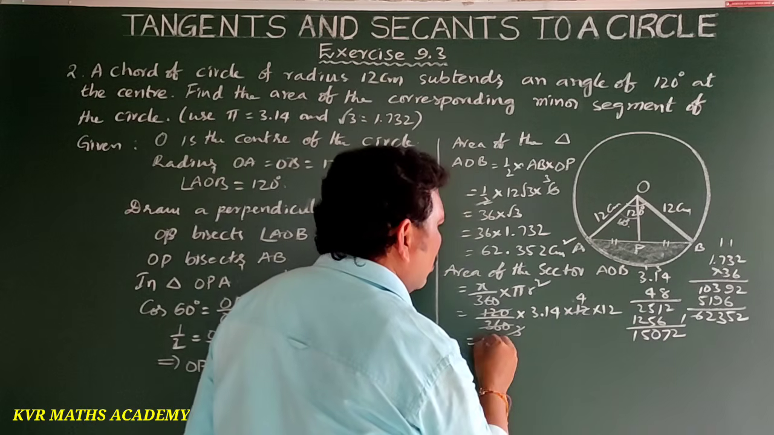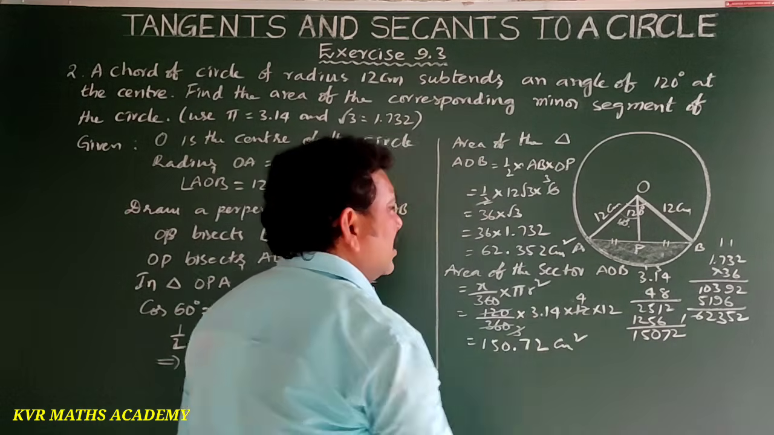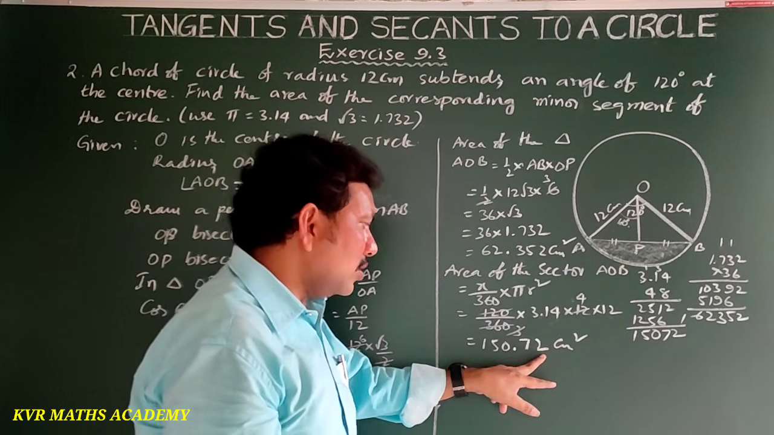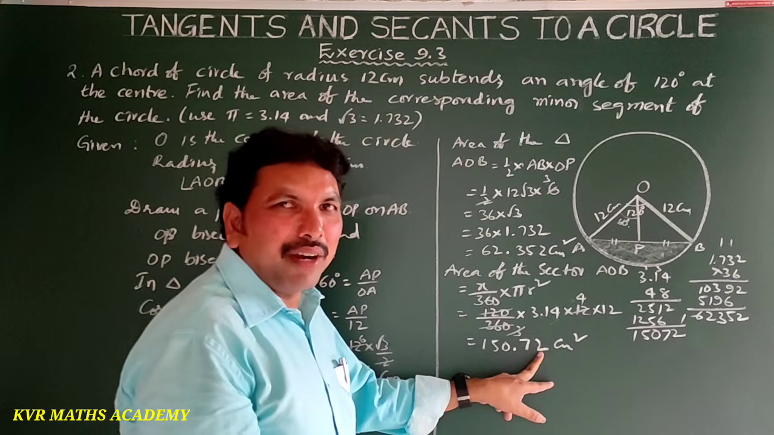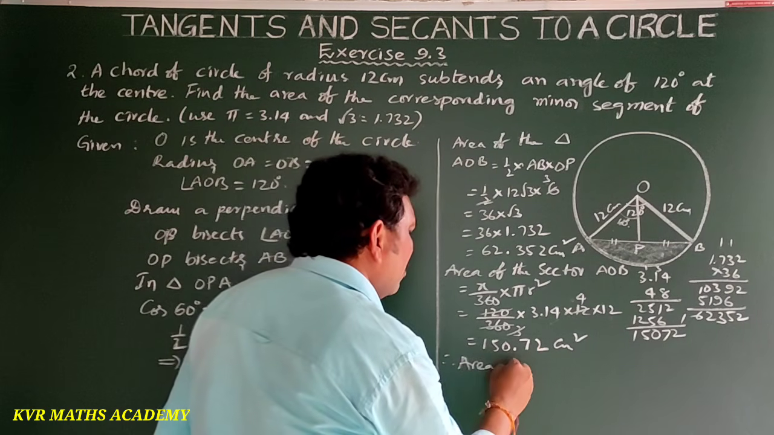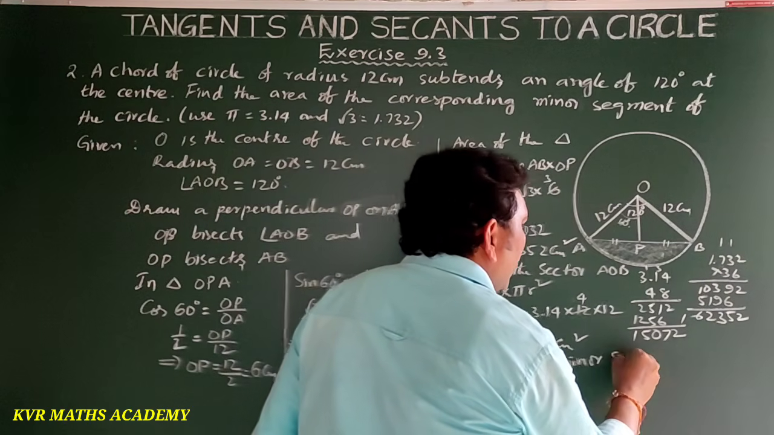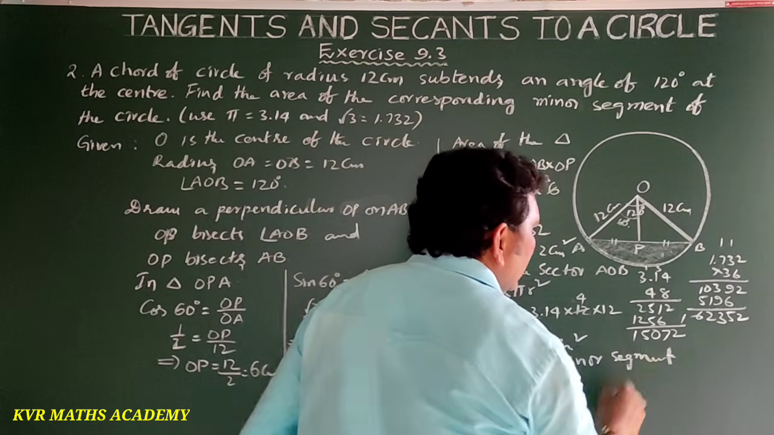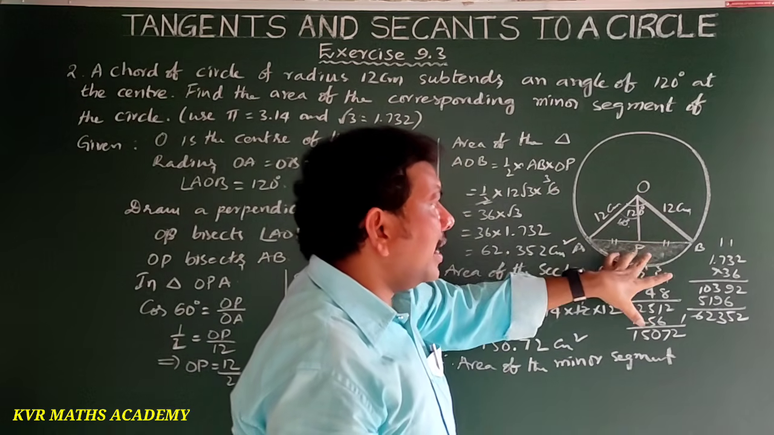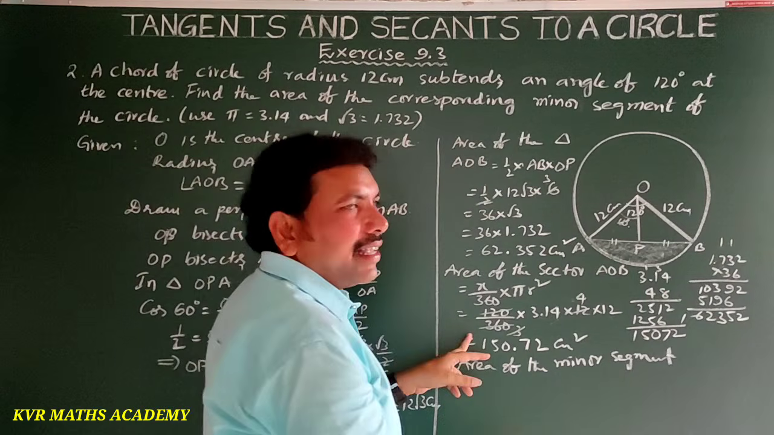So this is equal to 150.72 centimeter square. This is 3.14, so after the point 2 digits are there, so before 2 digits we have to keep the point. Understood? Therefore, area of the minor segment is equal to, so we have to write here, area of the sector minus area of the triangle. So here there is no place, directly answers I am writing.